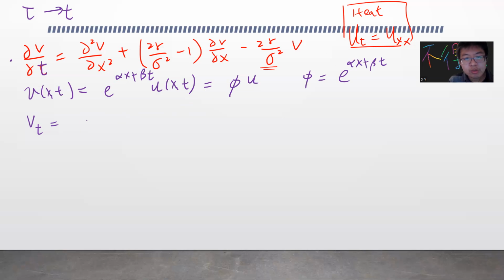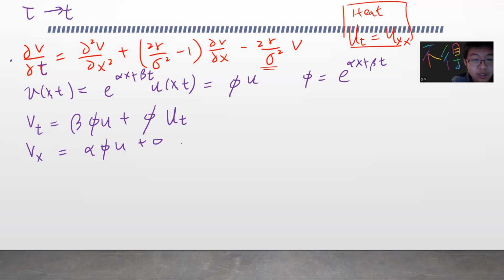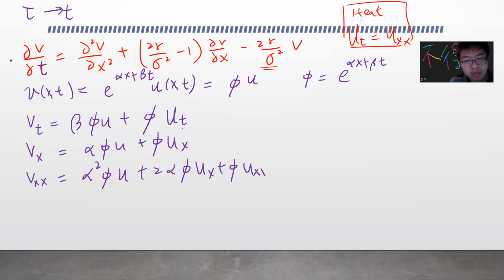So when I do a derivative, then I get beta phi u plus phi u_t. And v_x is alpha phi u plus phi u_x. Now I can compute v_xx. It's basically alpha squared phi u plus 2 alpha phi u_x plus phi u_xx. So this is simple. When you do a second derivative, you do the Leibniz rule again. So you can plug it in.